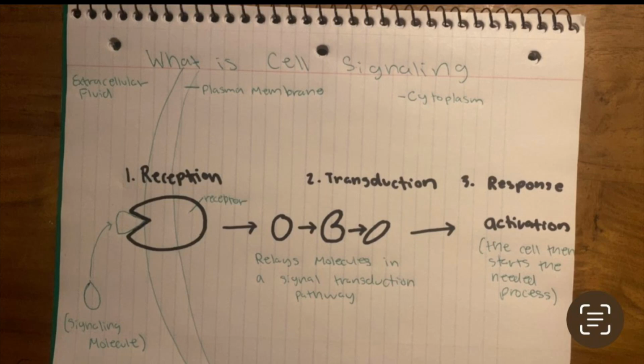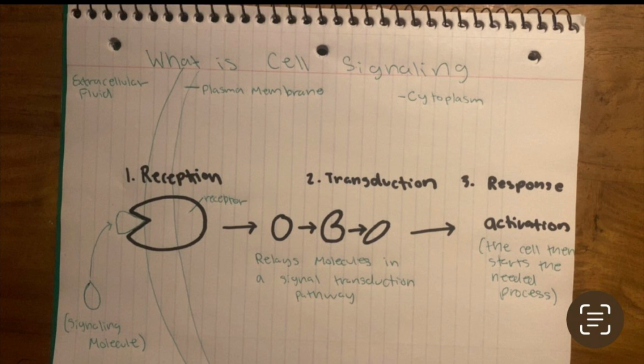Step one of cell signaling is reception, where a ligand binds to a receptor protein, and the receptor then undergoes a conformational shape change. The shape change transmits the signal to the inside of the cell.